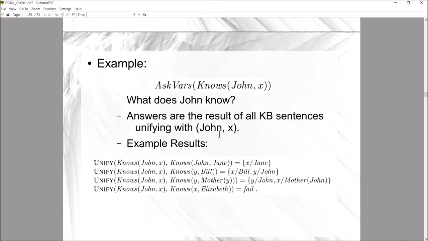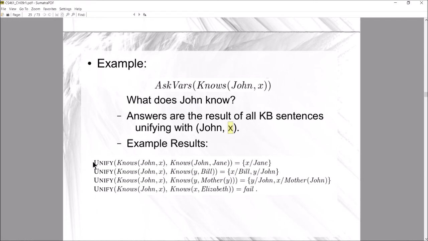All right, so let's look at an example of that. Let's say that you're trying to figure out, who does John know, right? You have a knowledge base, you're trying to figure out who does John know. You remember that AskVars interaction that we defined in the previous sections, right? So we're trying to figure out, hey, tell me everybody that John knows. So we got an X in there. So who does he know? Right? The results you're going to get are all of the knowledge base sentences that can successfully unify with this right here, with John and X. So we're trying to find all of those sentences where we can have a substitution for X that works for both sentences to make them equivalent, right?